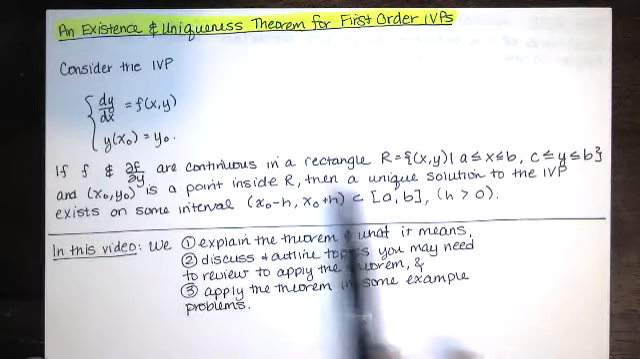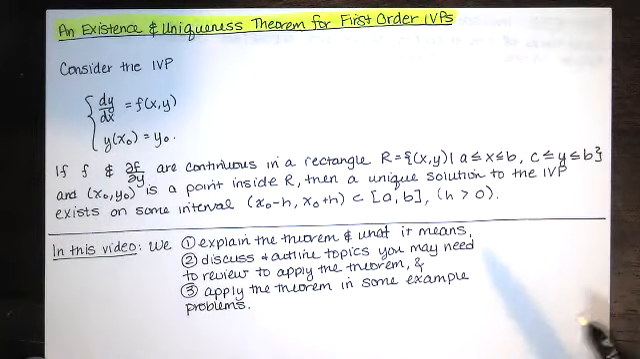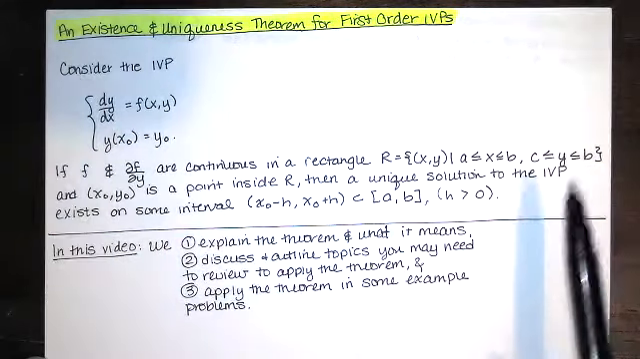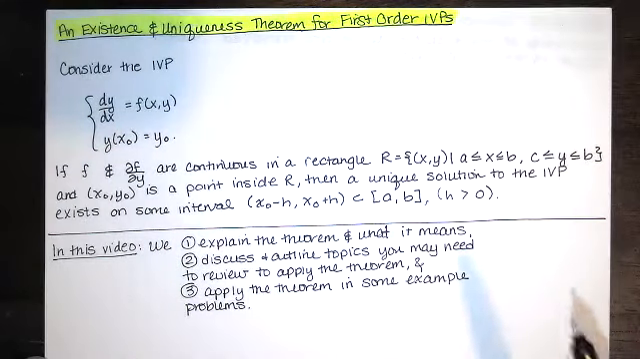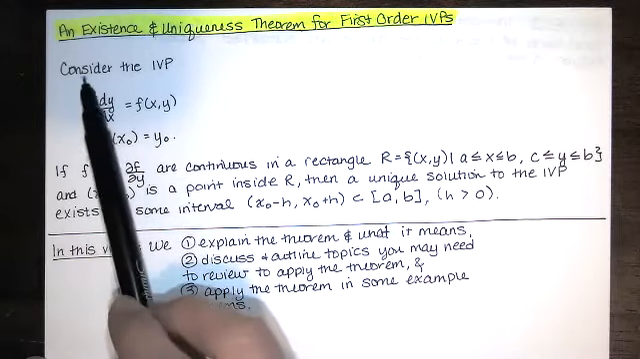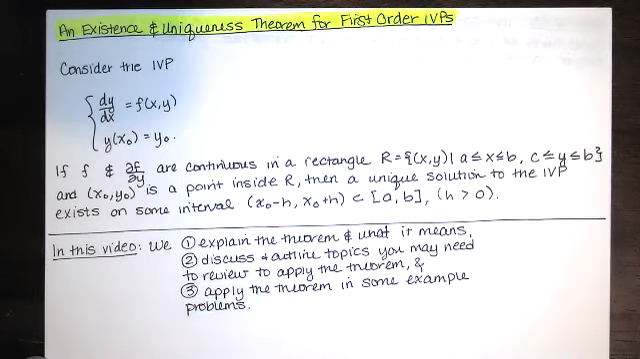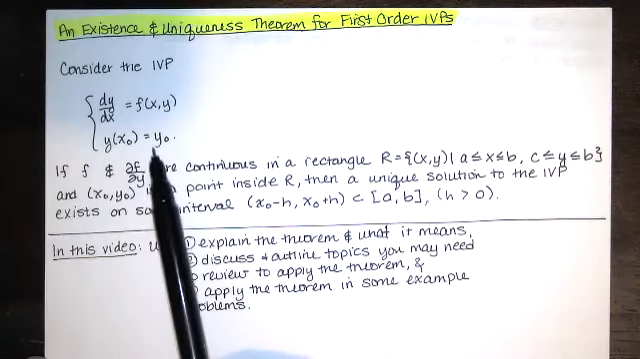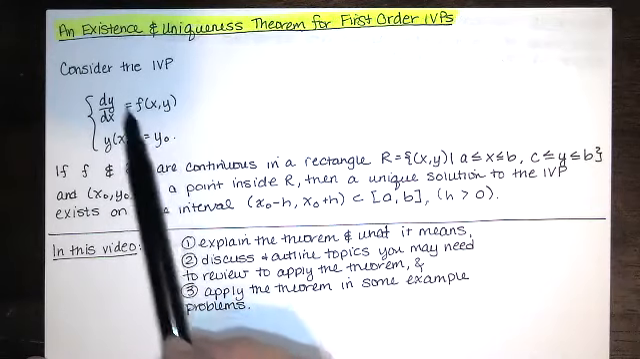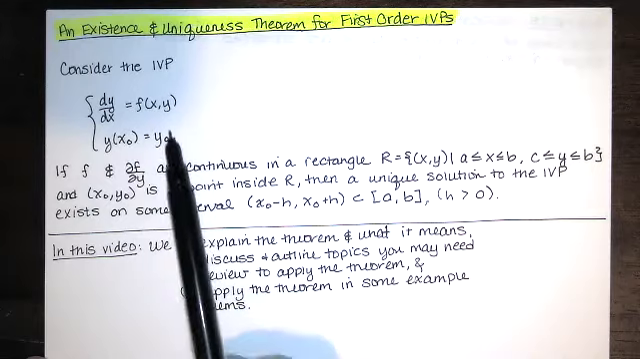So here's one version of the statement of the theorem. There are variations on this, but they all basically say the same thing. In all of the different textbooks that I've looked this theorem up in, they say the same thing in slightly different ways. So here's one way. It says, consider the IVP. We've got the derivative of y with respect to x is some function f of x and y, and y of x naught equals y naught. Now remember, f of x and y is a known function, and x naught and y naught are known values.